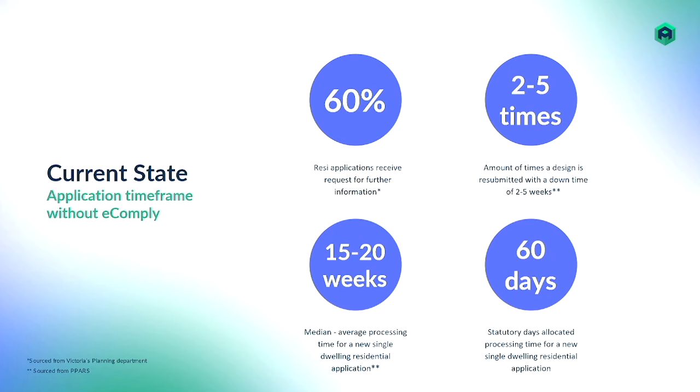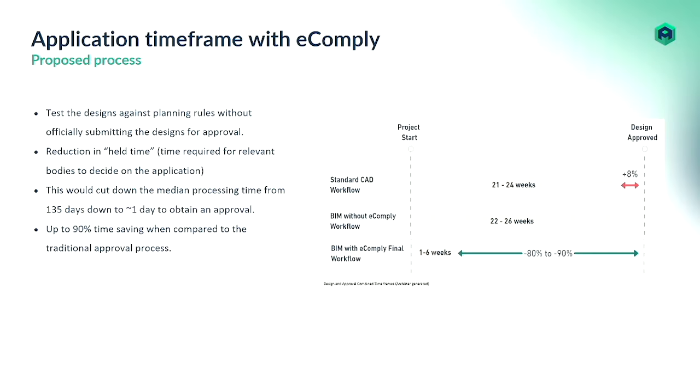To get a design through the line and approved takes roughly 15 to 20 weeks. And there are statutory days, you're meant to be getting these passed in a maximum of 60 days. So you're already quite over that number. So there's work to do here, and like Rob said, you can't fix these issues if you just keep going the same way you're going currently. It requires change to do this.